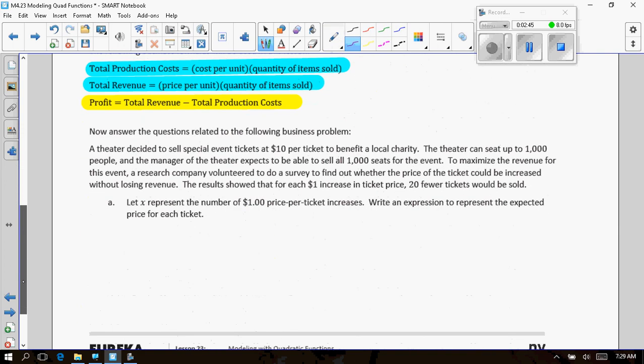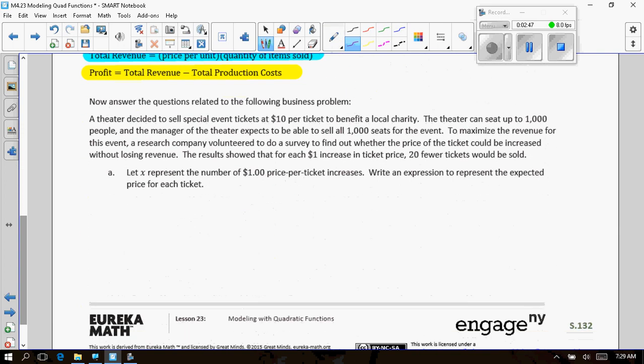All right, so let's take a look at this first problem. A theater decided to sell special event tickets at $10 per ticket to benefit a local charity. The theater can seat up to 1,000 people. The manager of the theater expects to sell all 1,000 seats for the event. To maximize the revenue for this event, a research company volunteered to do a survey to find out whether the price of the ticket could be increased without losing revenue. The results showed that for each $1 increase in ticket price, 20 fewer tickets were going to be sold. That's going to be important for us to know.